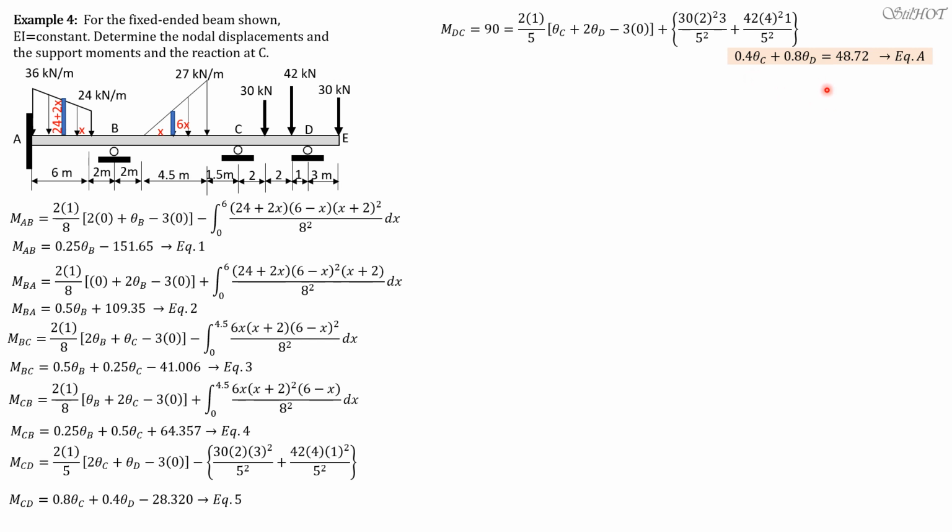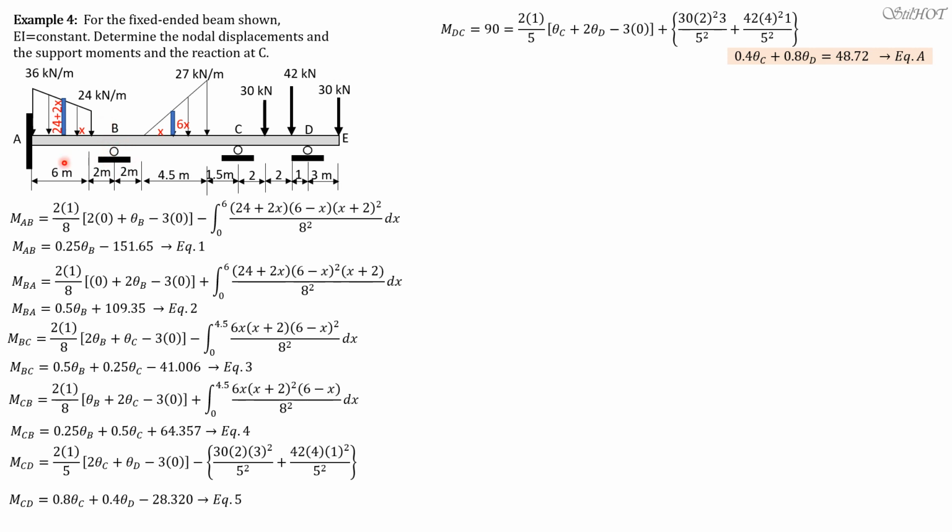0.4 theta C plus 0.8 theta D equals 48.72. So let's call that equation A. Then let's apply equilibrium at B.